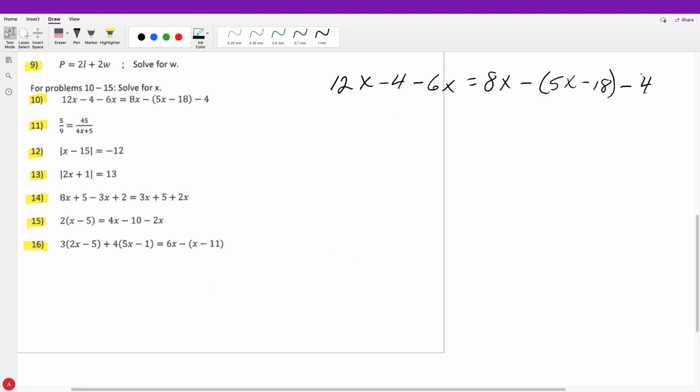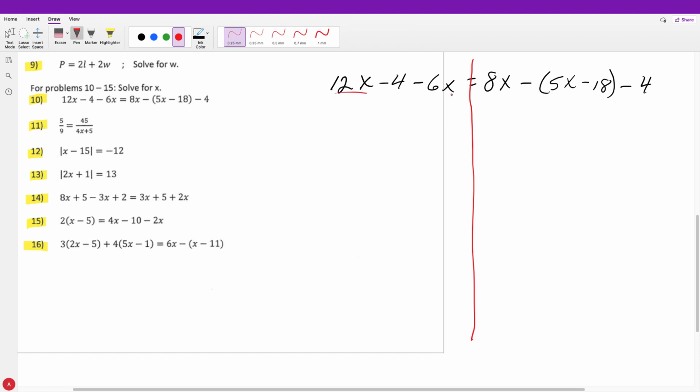All right, so for number 10, we're now just asked to solve for x for the rest of these. For number 10, remember, the first thing we need to do is simplify everything we can on each side of the equation. So I'm just going to write this line down here, and I'm going to focus on simplifying each side.